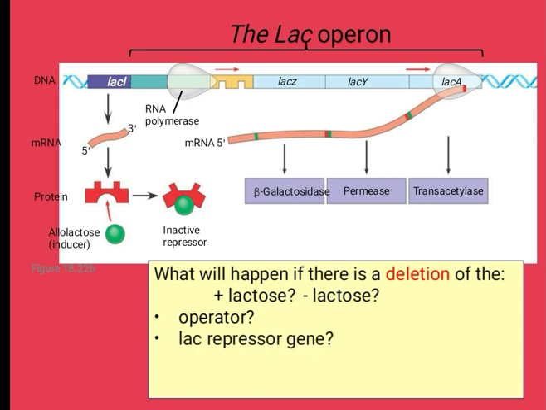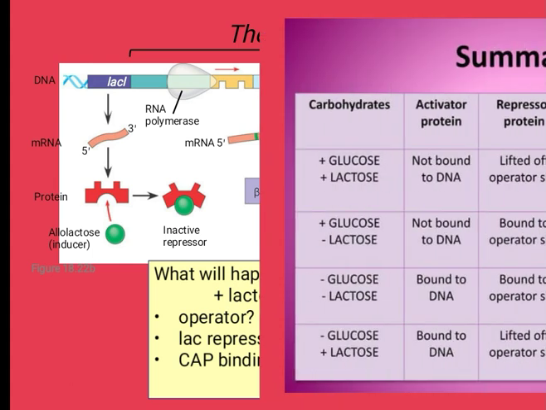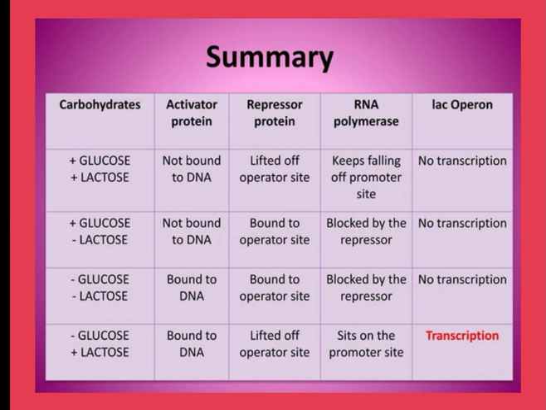Lac repressor gene, if the lacI gene is mutated or deleted, there is no formation of a repressor protein, the operon would be on all the time. CAP binding site, catabolite activator protein binding site, if we delete this, there would be no change in the operon. These are some scenarios, a summary.